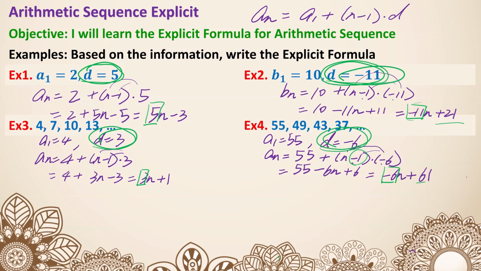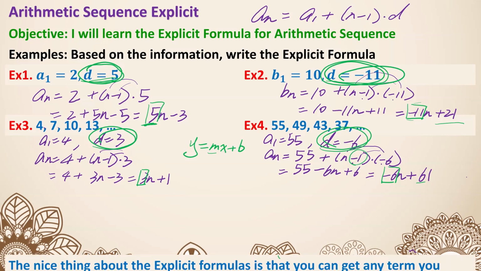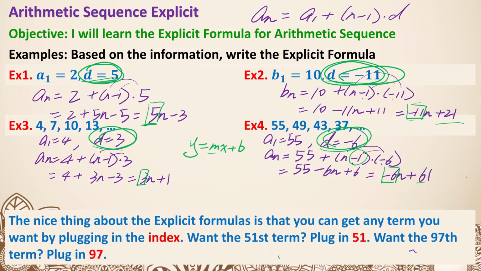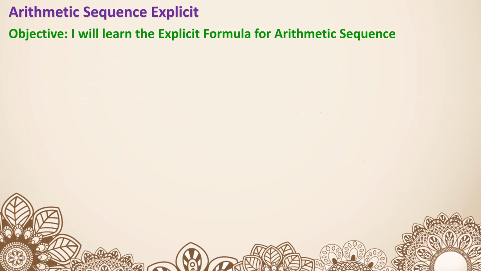So something else I want to point out, you have learned about y equals mx plus b. Let's make a quick comparison. You will see m is the slope, which is the change, and here the d is the change. So the slope is in front of the x, and here the change is in front of the n. So an arithmetic sequence is kind of like a linear function. The nice thing about the explicit formula is that you can get any term you want by plugging in the index. So let's say you want the 51st term, you just plug in 51, and if you want the 97th term, you just plug in 97.